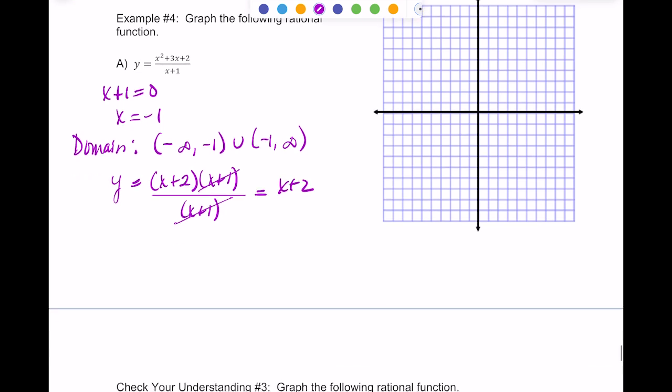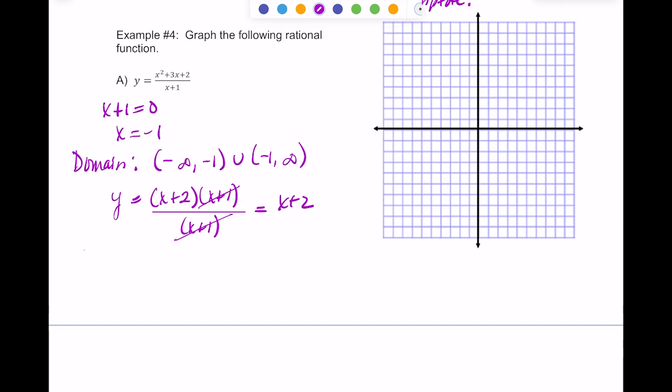So now there's no longer a vertical asymptote at x equals -1. There would be if we didn't remove it, but we removed it. That means that there's going to be a hole left behind. So there's a hole at x equals -1. Now if I want to find that y value, I'm just going to plug it into my leftover function. So if I plug in -1 for x, I get -1 plus 2, which is 1. So that tells me there's a hole at -1, 1. So I'm going to put an open circle there. That's going to represent the hole.